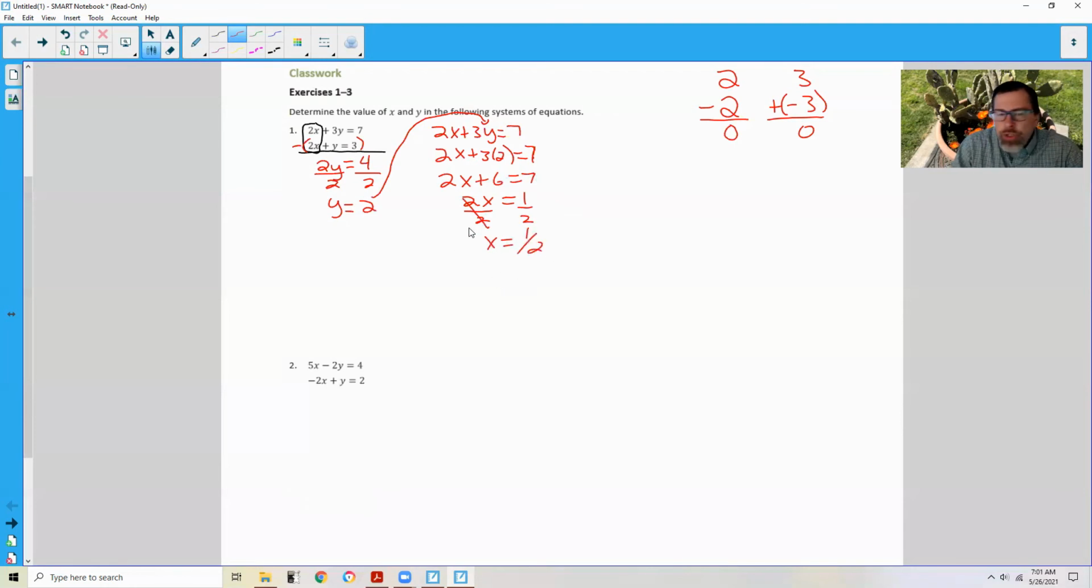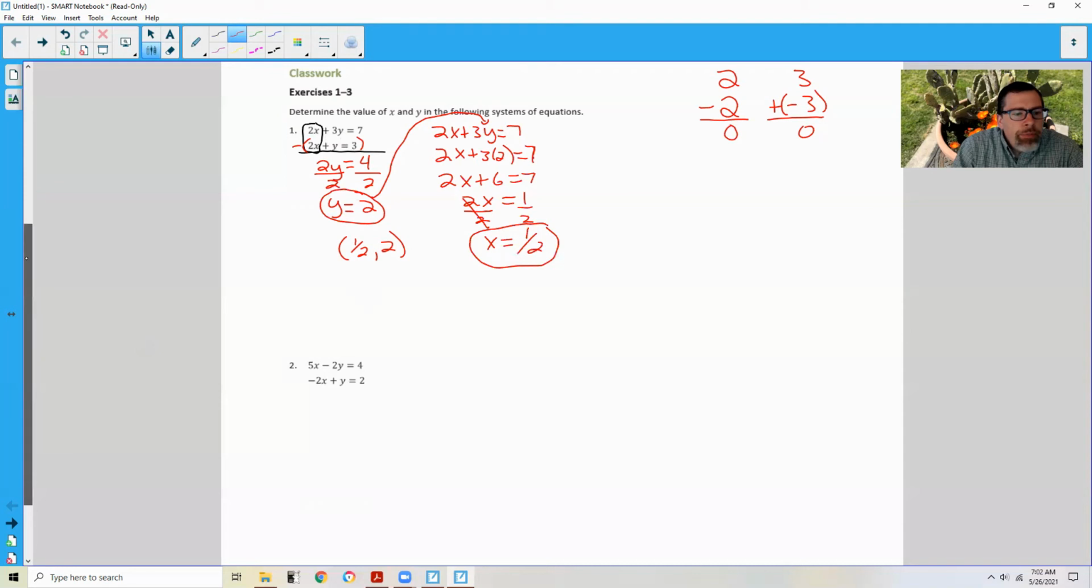Okay, so you can say x equals 1/2, y equals 2, or you could write them as an ordered pair, (1/2, 2), because they are linear equations in standard form. And if they intersect, that's the solution set to this system. They will intersect at x equals 1/2 and y equals 2 on the coordinate plane. Okay, number 2.